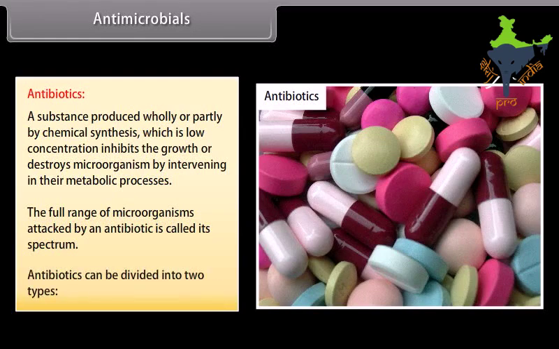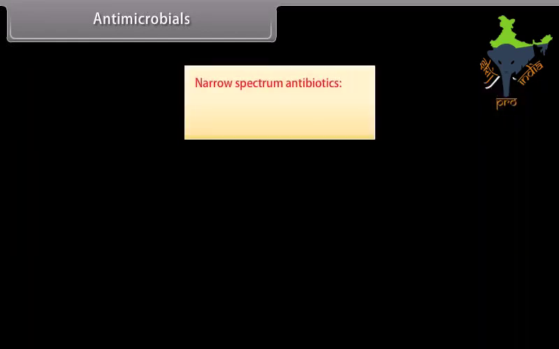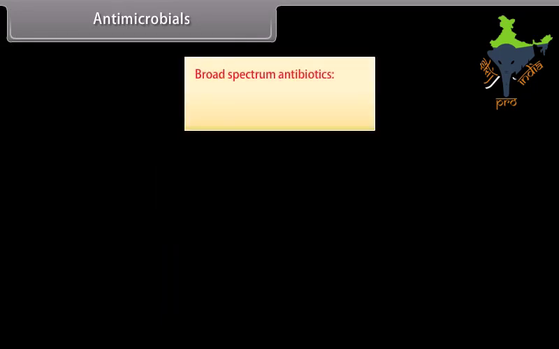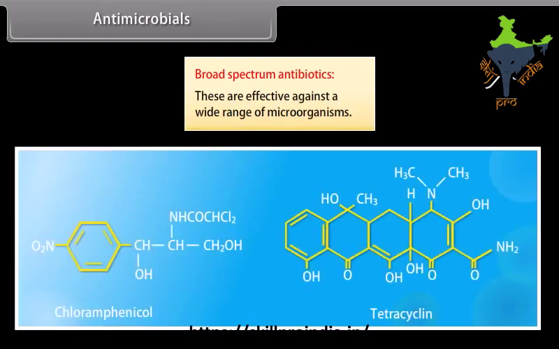Antibiotics can be divided into two types. Narrow-spectrum antibiotics. These are effective against a very few number of diseases, for example, penicillin. Broad-spectrum antibiotics. These are effective against a wide range of microorganisms, for example, chloramphenicol and tetracycline.